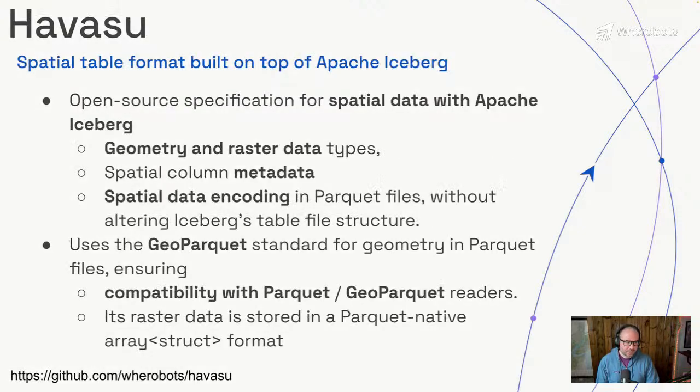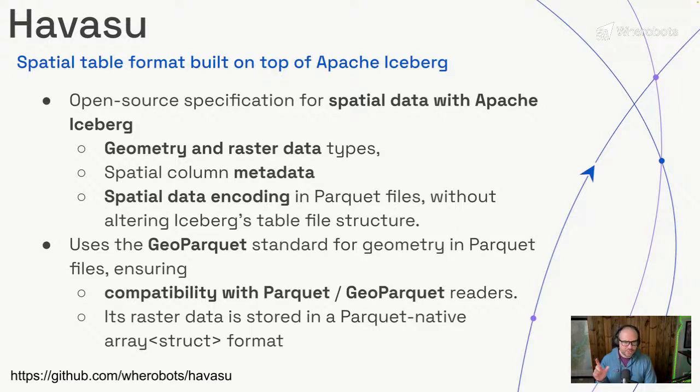So Havasu is an open source specification of how to work with spatial data in Iceberg. We can work with both geometry and raster data types. We're storing spatial metadata in the Havasu table based on the attributes of the spatial data that we're working with, but it's compatible with GeoParquet. So spatial data is encoded in Parquet, consistent with the GeoParquet specification. Of course, with GeoParquet, we don't work with raster data, so there's a slightly different format for working with raster data when we store that in Havasu.